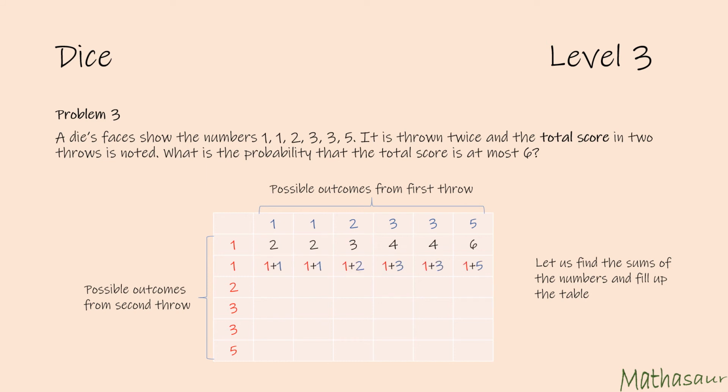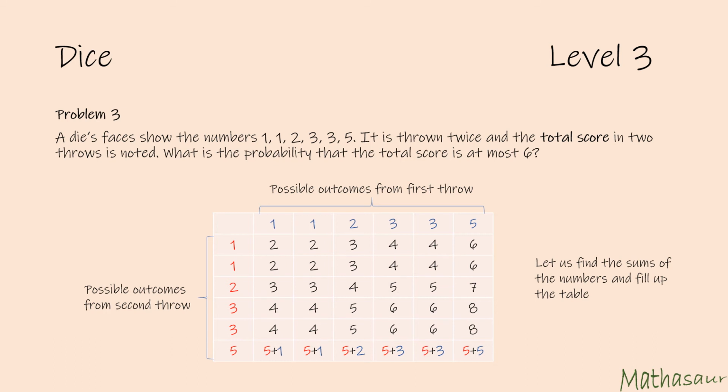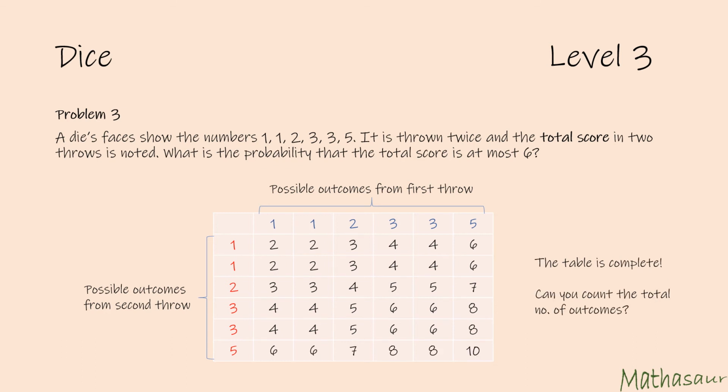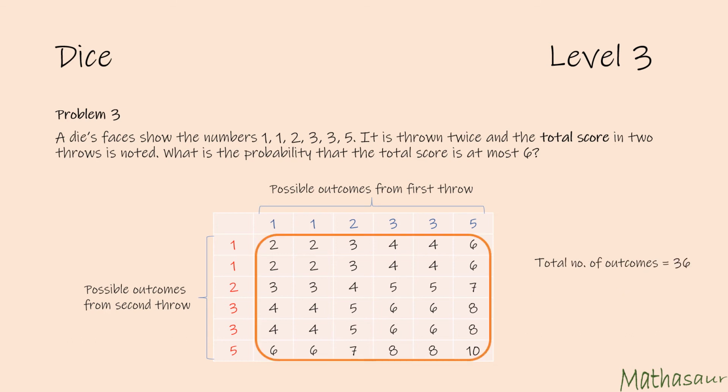Similarly, the second row and the third and the fourth and the fifth and the sixth. And our table is complete. Can you count the total number of outcomes? Yes, it is 36 because there are 6 faces on one dice and 6 faces on the other dice. So I can actually do 6 multiplied by 6 equals 36.